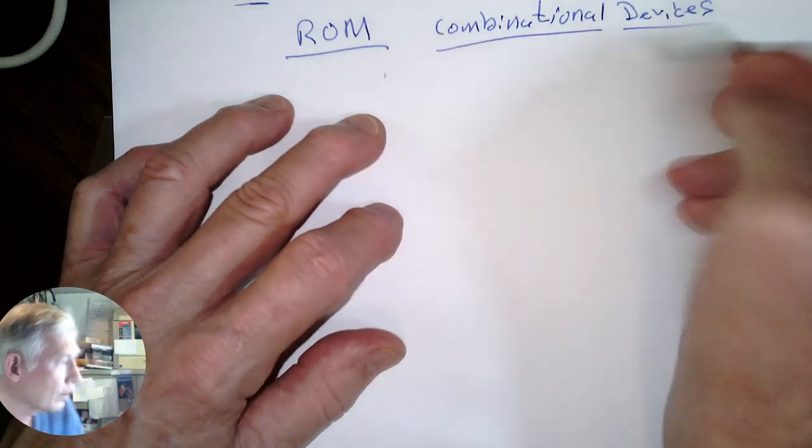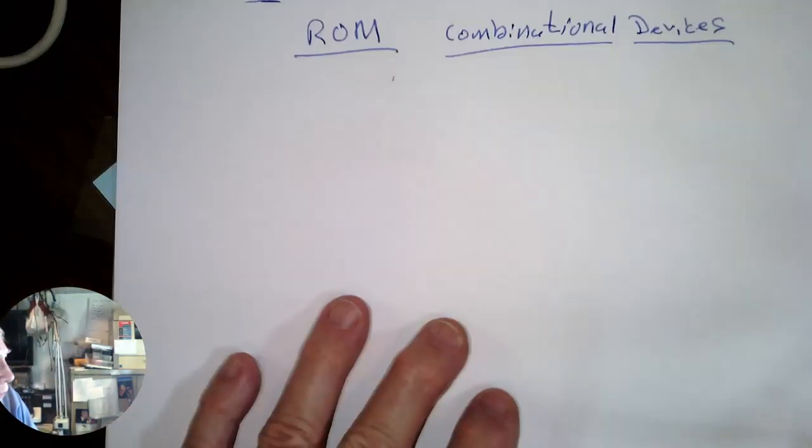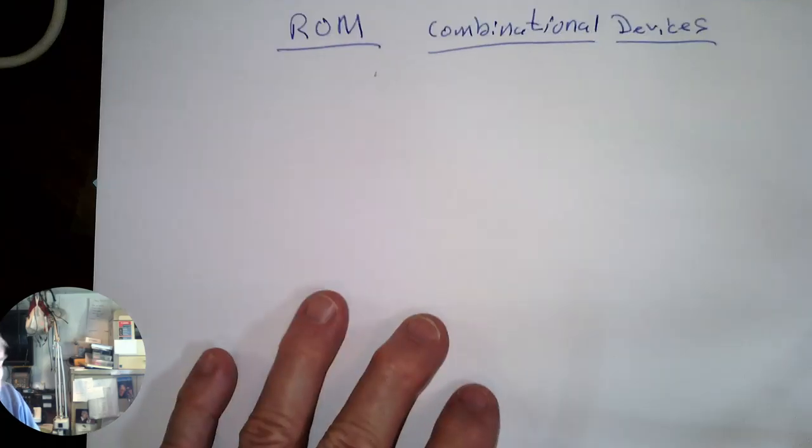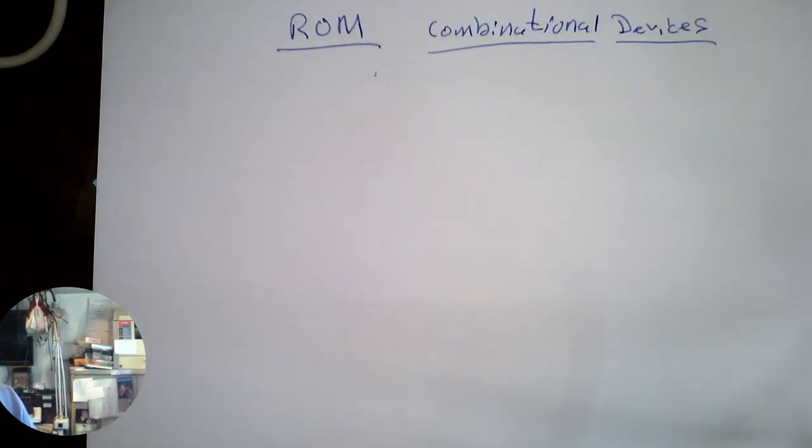And actually, combinational devices, we've said, or I've said, they don't have memory. So how does this make any sense? If a ROM, for read-only memory, is a combinational device that's not supposed to have any memory, how can a ROM have memory? All right, I'll give you, that's a bit confusing.